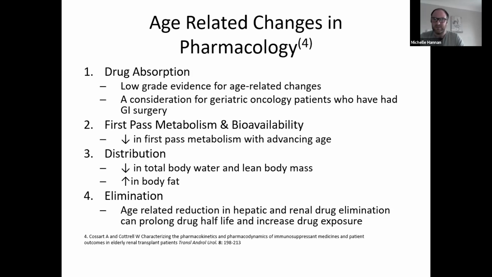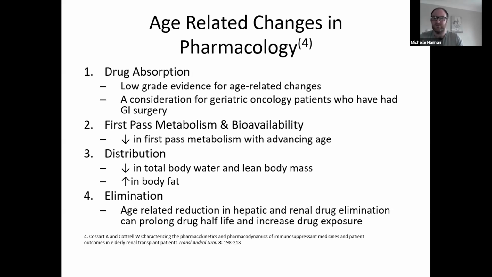Distribution, it's important to note in the geriatric oncology population that distribution decreases. As you get older, you get a decrease in total body water and lean body mass and an increase in body fat. So body composition can change quite a bit in the older population. But in terms of corticosteroids, this isn't as relevant because they tend to rapidly distribute throughout the body, and uptake into cells tends to not be much of an issue.